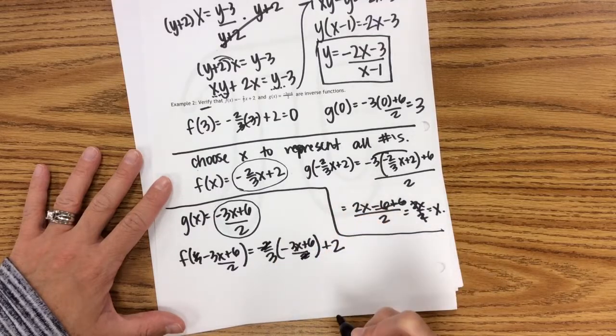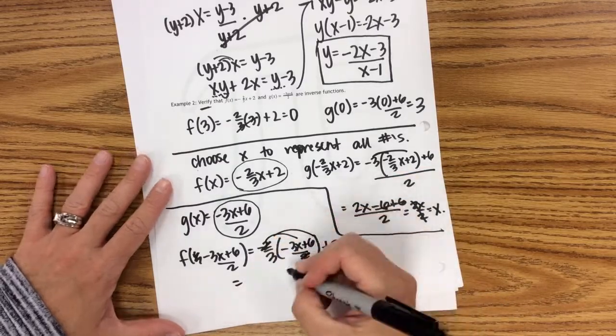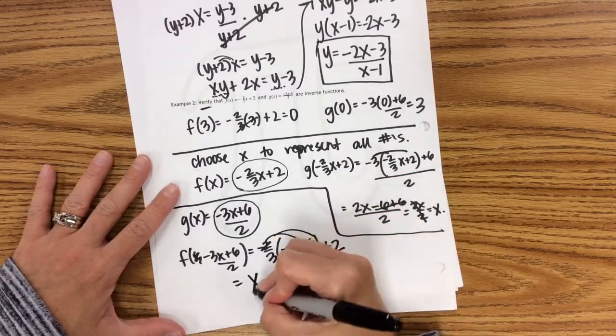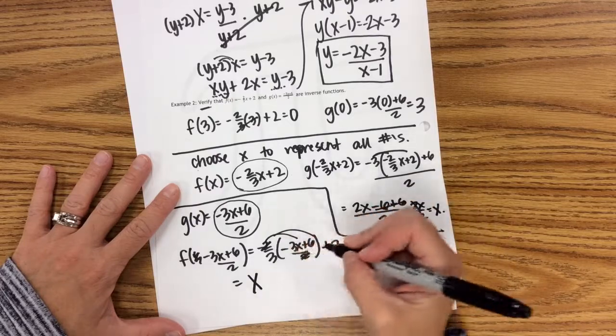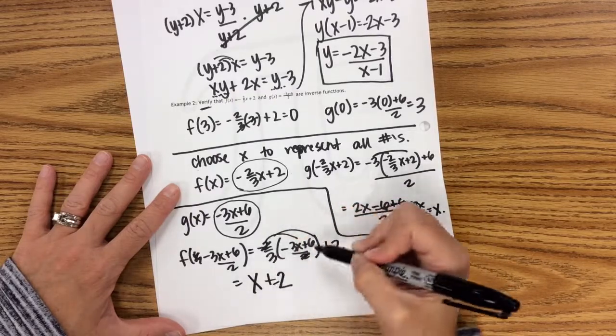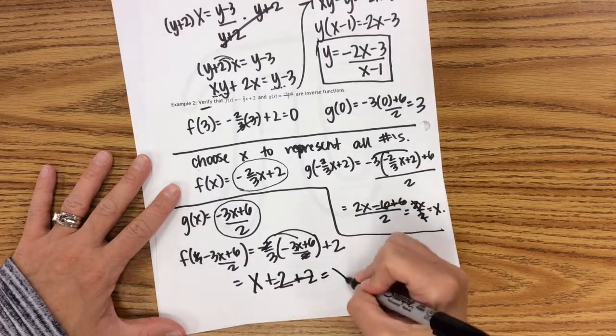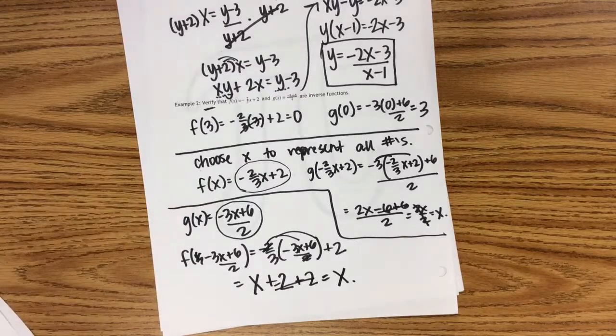So my 2's cancel. I'm going to distribute a negative 1/3 here. Oop, that would be a minus 2, sorry. And then my 2's cancel, and it is x. So that would be all the work you'd need to do to verify.